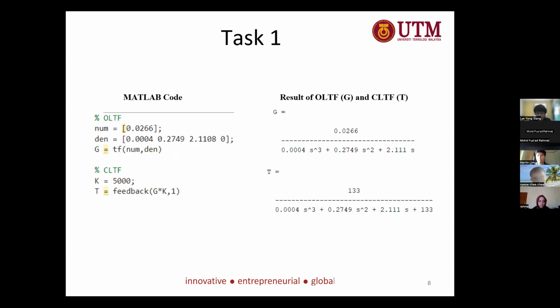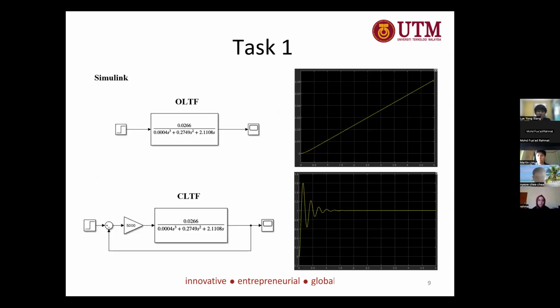For task 1D, the MATLAB code, we simply define the numerator and denominator and use the transfer function method TF with the numerator and denominator. We get the exact result from the calculation. As for the closed-loop transfer function, we can use feedback, which is G times the gain K with unity feedback of 1, which is the same as the result from calculation. For the Simulink representation, we use the TF transfer function block and the gain block, which is the triangle, for the gain and a unity path back with a summing junction. That's the result for the open loop and closed loop transfer functions in Simulink. Now I will pass to Rahmat for task 2.